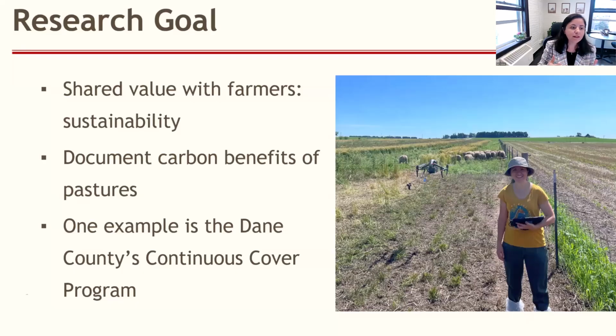It is part of their retirement plan. So if you want to scale down, if you want to have this continuous cover, if you want to have pastures, there are some incentives that are provided. They are measuring the environmental benefits of having pastures. This study is not a part of that program, but this project was written with the hope that it provides some supporting information to those kinds of initiatives.